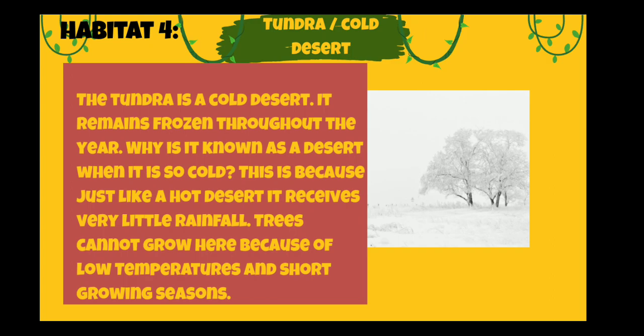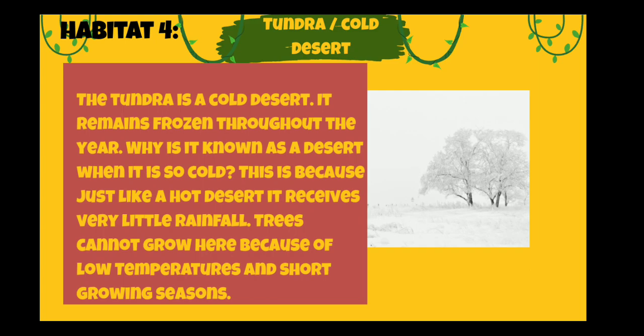Now we come to the next habitat, which is number 4, tundra or cold desert. The tundra is a cold desert. Now, why are we calling it a desert when it is cold? Good, because this place also gets very little rain and very few plants grow over here because everything is frozen. It remains frozen throughout the year.